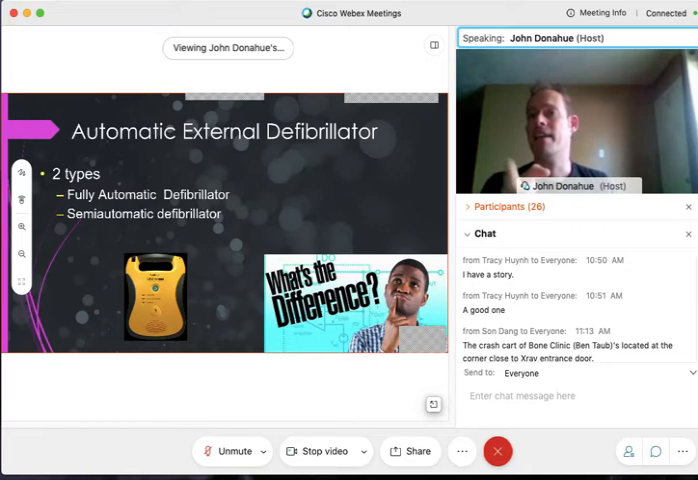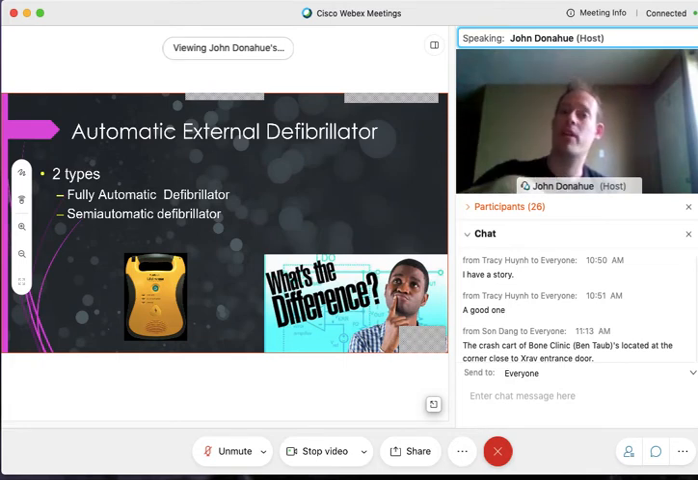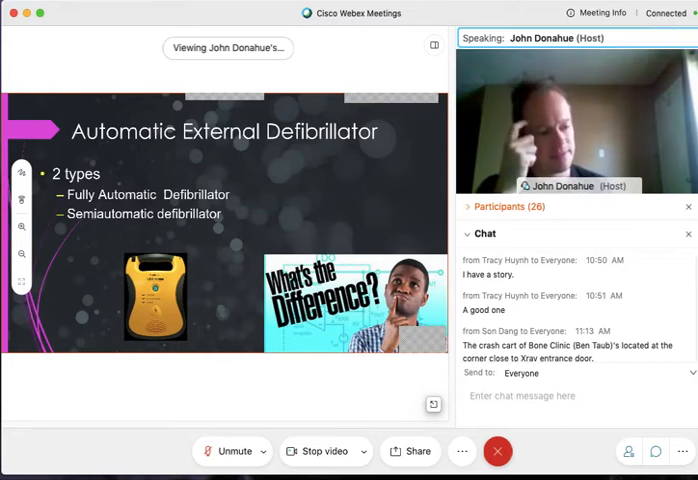Versus semi-automatic, it's going to give you prompts. It's going to say, I'm taking the pulse. You can now activate the shock button. You'll actually activate the shock button yourself. So that's what we call the semi-automatic, because you are involved with pushing that button on that piece of equipment. Fully automatic will do it all for you and give you voice prompts of what's going on.